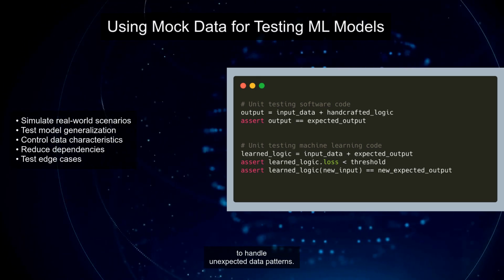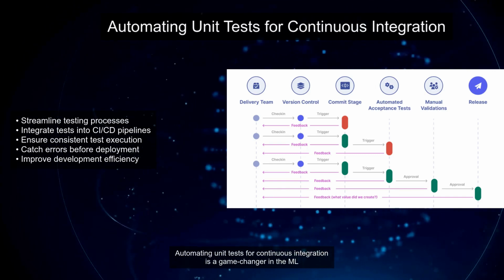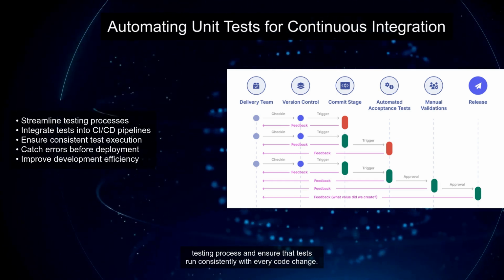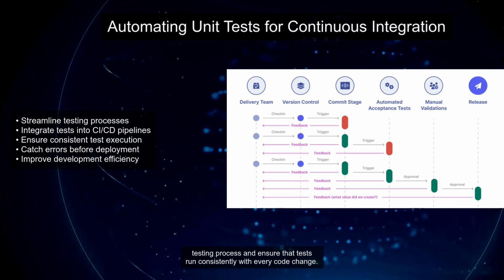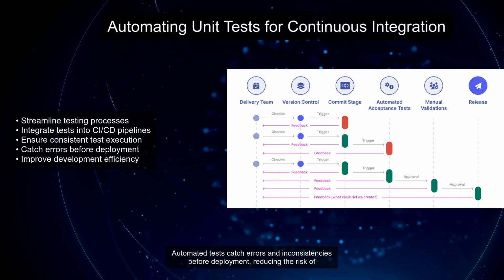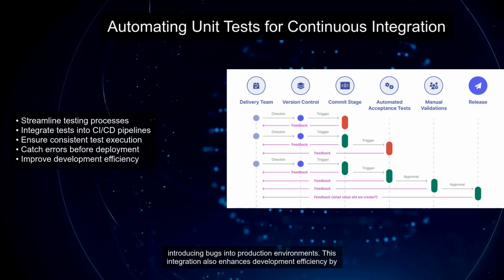Automating unit tests for continuous integration is a game changer in the ML model development process. By integrating tests into CI/CD pipelines, you streamline the testing process and ensure that tests run consistently with every code change. Automated tests catch errors and inconsistencies before deployment, reducing the risk of introducing bugs into production environments.